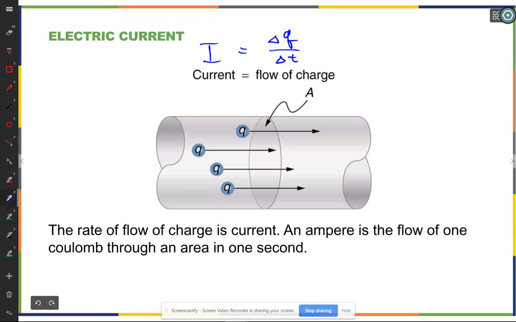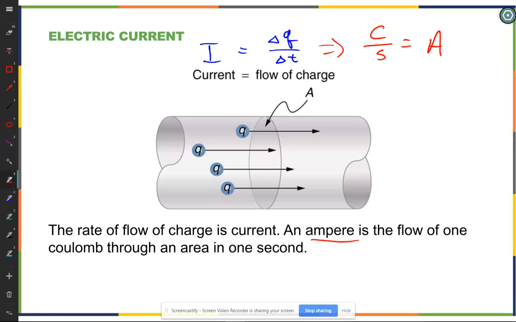So if we look at the units here, we have Q over delta T. What is the unit of Q? Coulombs, right. So we have coulombs, and what's the unit for time? So current has units of coulombs per second, which we abbreviate to an ampere, A for ampere. And of course, I have ampere written here, but we always say amps. So current is measured in amps. An amp is a coulomb per second.